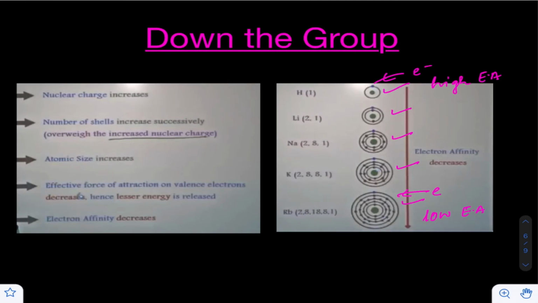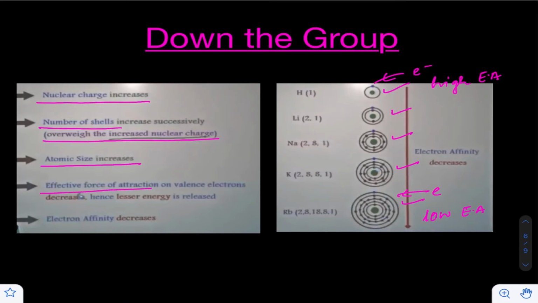Now if we go into the reason, nuclear charge down the group increases because atomic number is increasing, but if you compare nuclear charge with the number of shells, the number of shells overweighs the increased nuclear charge. So atomic size also increases.